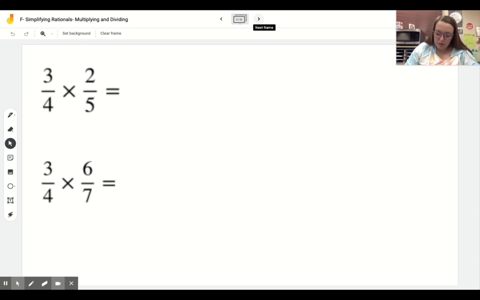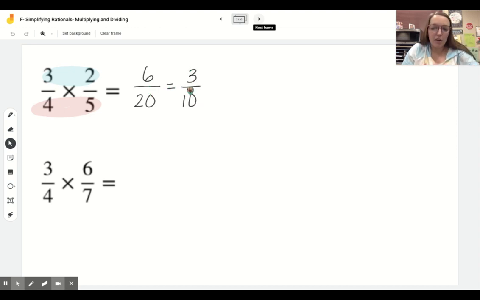And so first we should review what you do when you multiply regular fractions with only numbers involved. It's really the simplest expression that you can have is multiplication, because all you got to do is multiply across the top and multiply across the bottom and then simplify your answer. So 3 times 2 is 6, 4 times 5 is 20, and we can simplify that to 3 over 10.